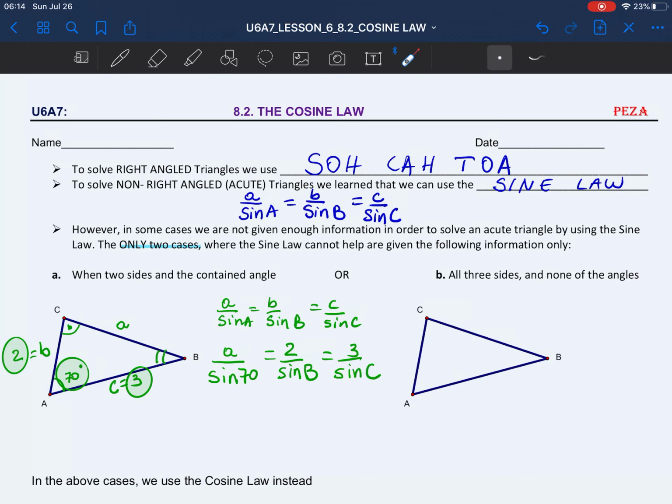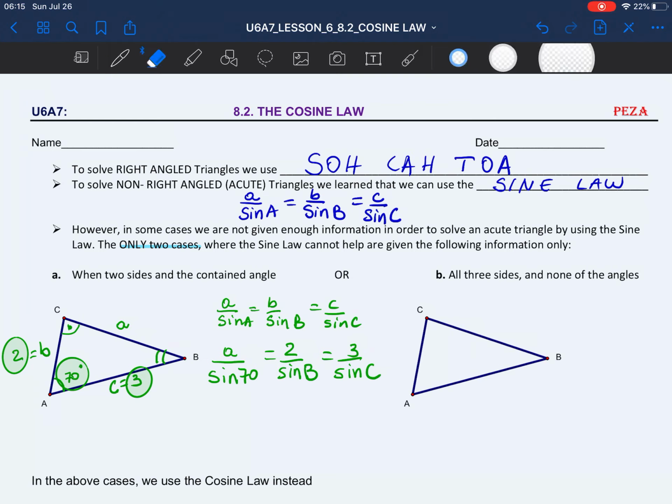Remember that in order to use the sine law, we're going to need to have one of the ratios with both numbers in it. As you're seeing here, in the first ratio we have an unknown a, in the second ratio angle B is missing, and in the last ratio the angle C is missing. So in this case we are unable to use the sine law in order to find any additional measurements in the triangle. So the sine law will not help.